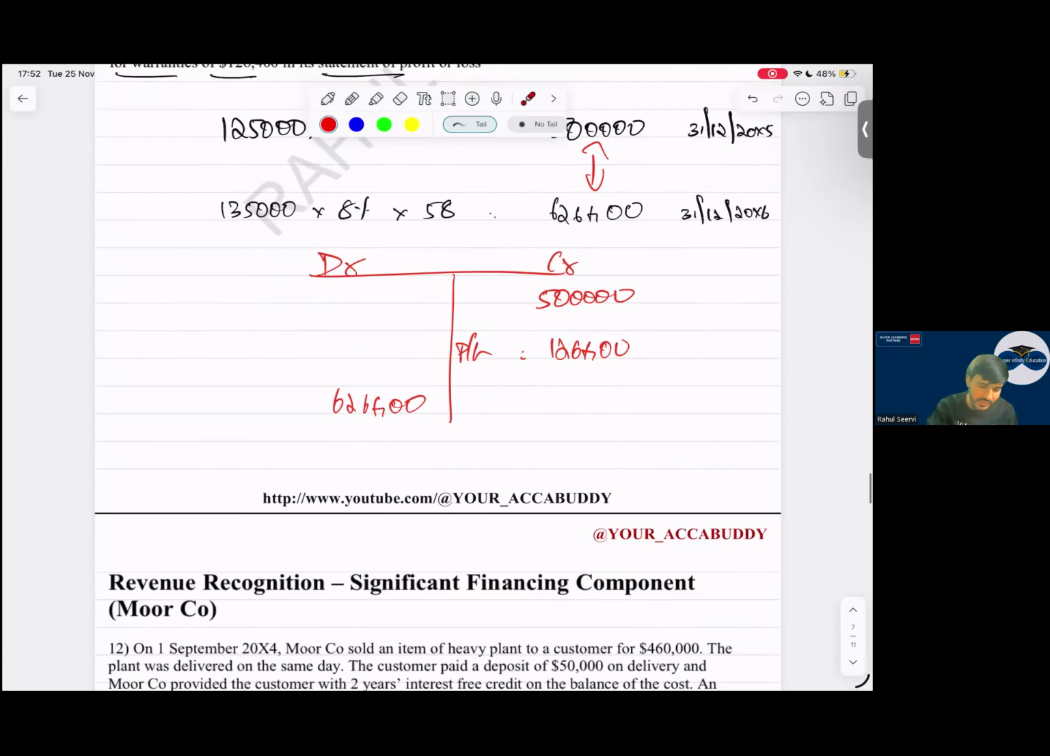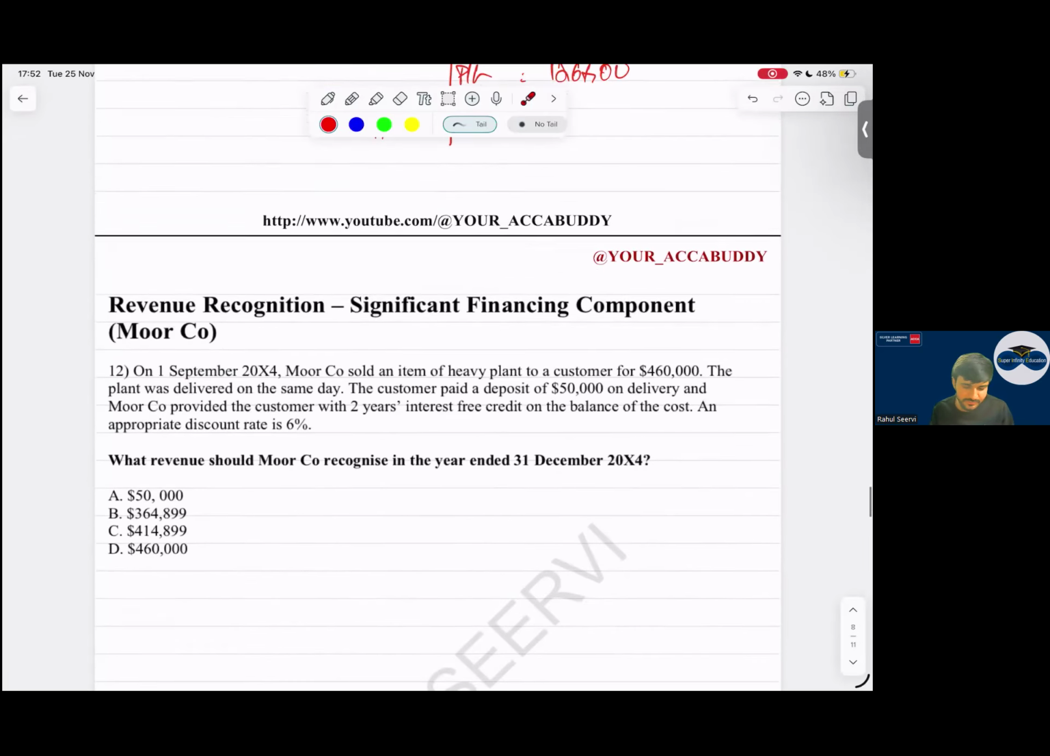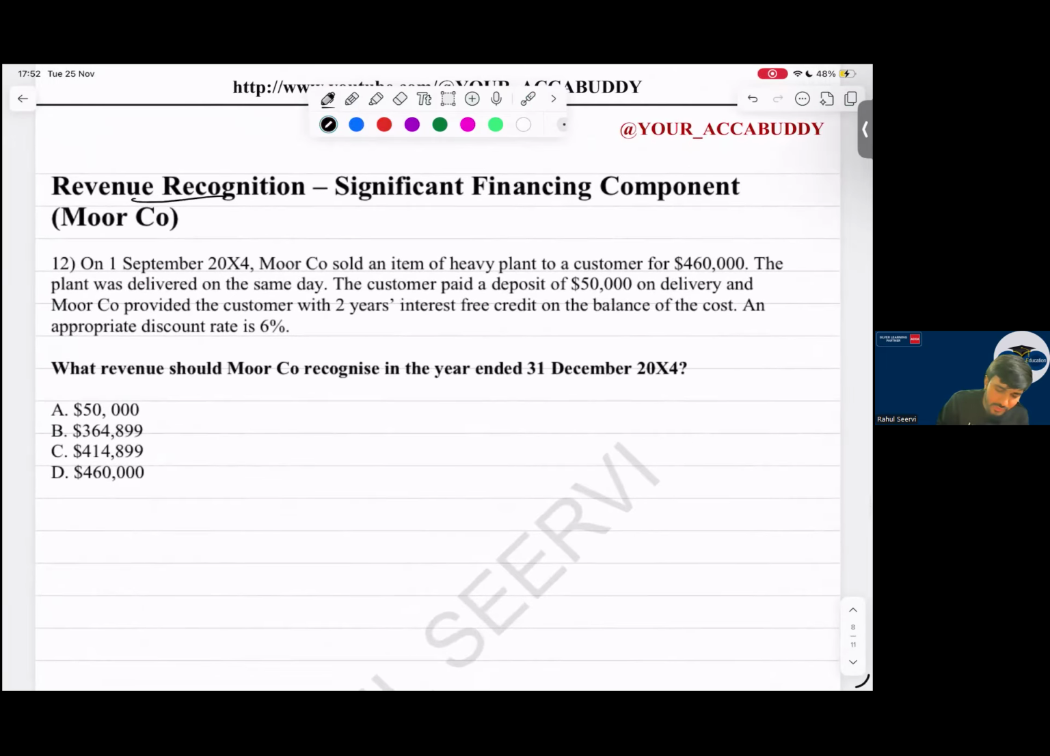Now the 11th one. Then coming to the 12th question, sir. The 12th question is regarding revenue recognition, significant financing component. Remember. So significant financing component, sir. If today I am selling the goods, but the customer is paying after 2 years, whatever is the payment after 2 years, I will discount it and record it today. Revenue I will recognize when the goods are transferred. Today only I have transferred the goods, I recognize revenue today only.